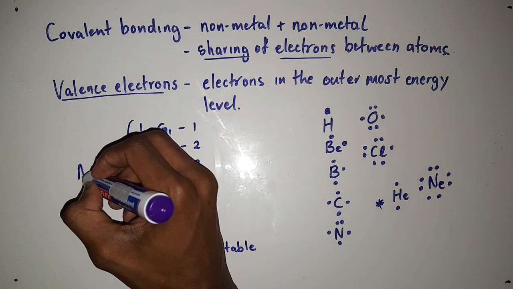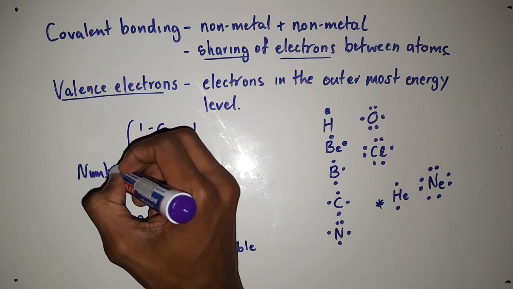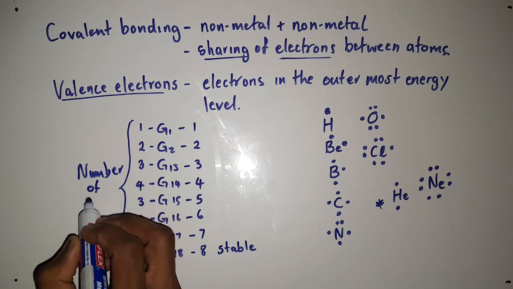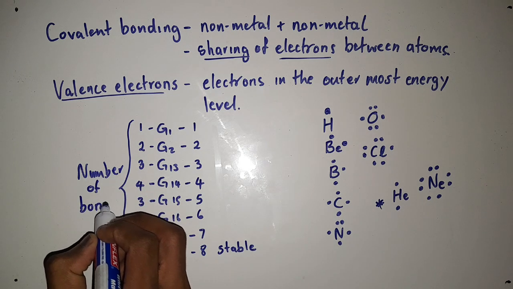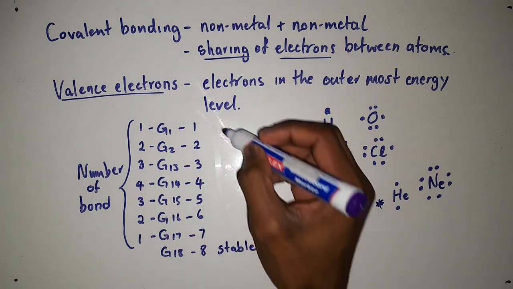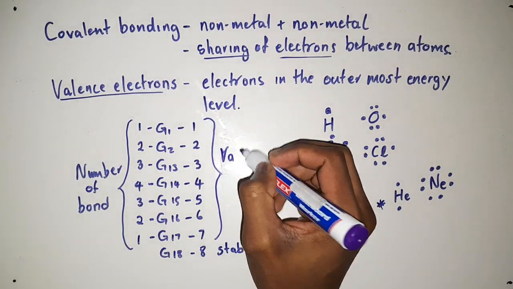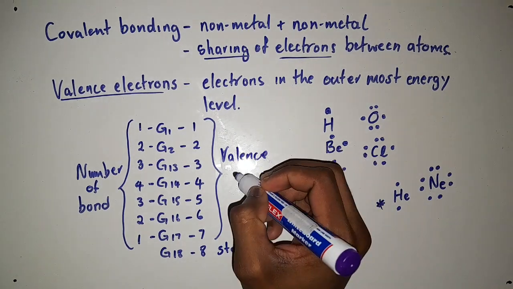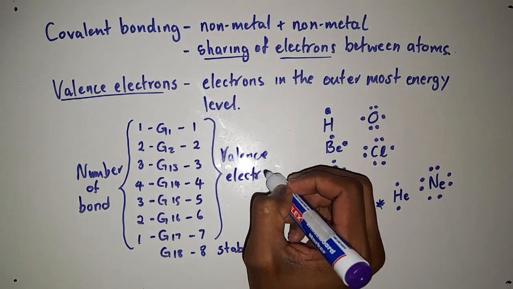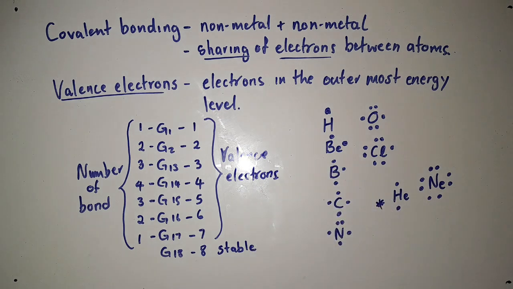The number of bonds. Then this side we have the valence electrons in the outermost energy level. Now what I'm going to do is, suppose I were to give you this example.